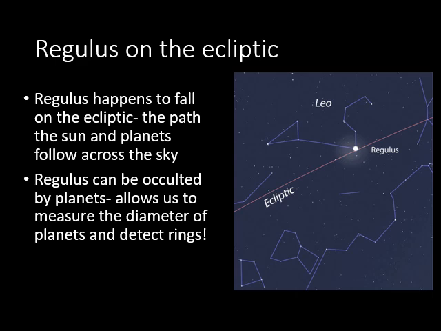Take a look at the cartoon on the right-hand side. You can see the outline of the pattern Leo the lion. Regulus is the star at the bottom of our question mark. And there's this red line cutting across the diagram labeled the ecliptic.